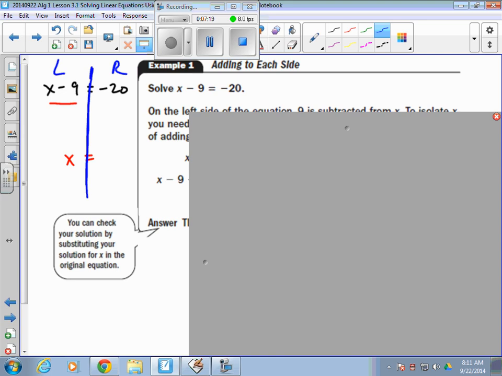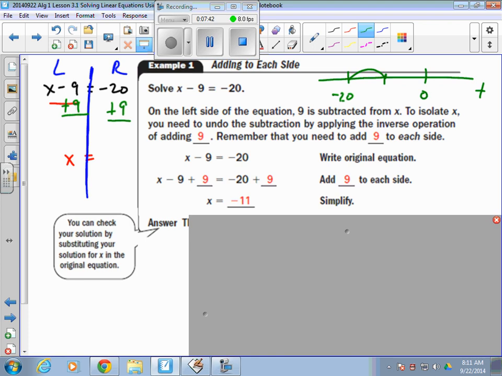It says minus 9, so you undo minus 9. The inverse operation of minus is to add 9. If you add 9 to the left, add 9 to the right. Now you have negative 20 minus 9. Think of that number line where you don't make a mistake. If you start off at negative 20, you're adding 9. Adding 9 means to go this way 9 times. And you're going to get negative 11 for that one.